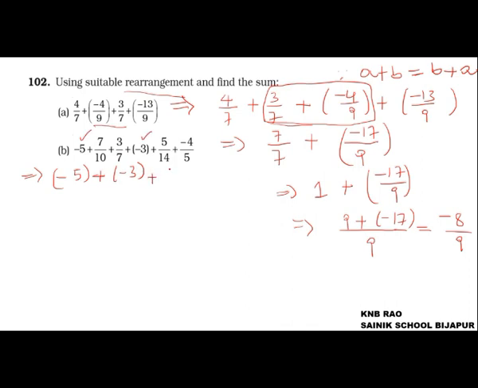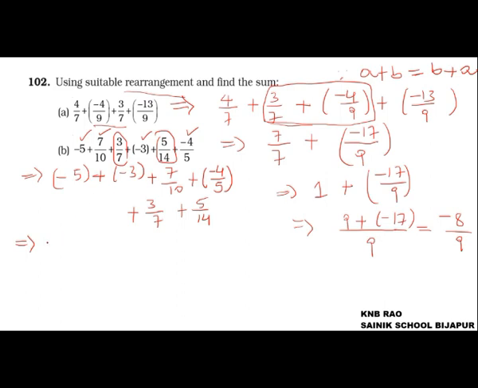Next, plus 7 by 10 added to minus 4 by 5 can be taken. These two can be taken one beside the other because their denominators are 10 and 5. Their LCM is 10. Next, we can take 3 by 7 added to 5 by 14. These two can be taken one beside the other. Rearrangement can be done like this. Now adding them becomes easy.